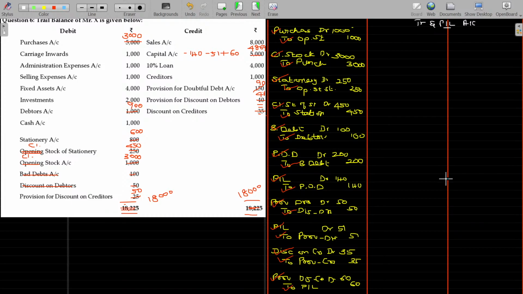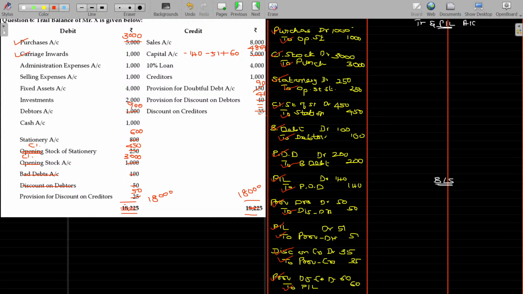Trading and P&L account, and then balance sheet. Actually, we have to pass a transfer entry and then you post this. But I'll just directly post this and then I will pass the transfer entry later.